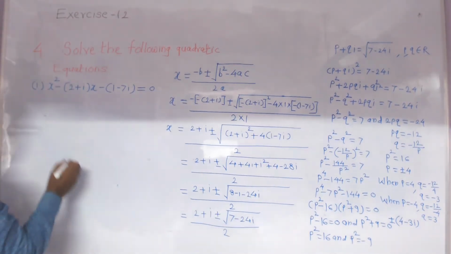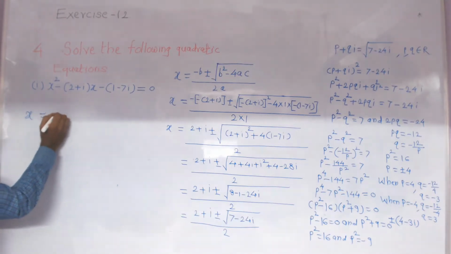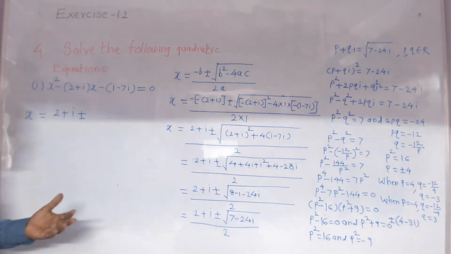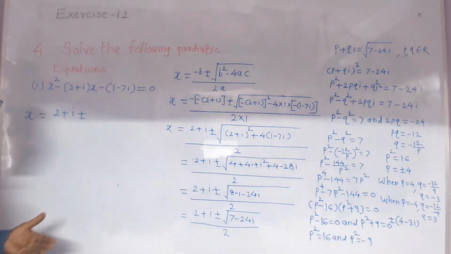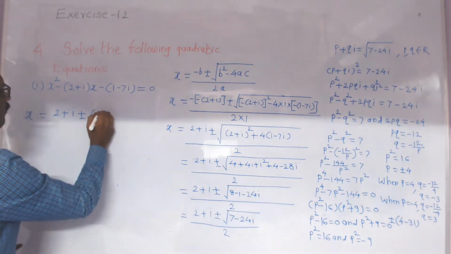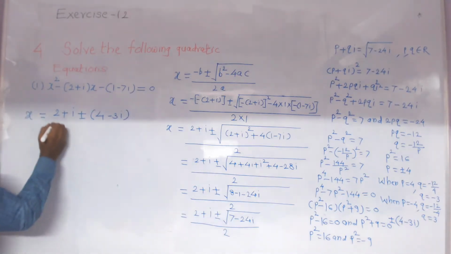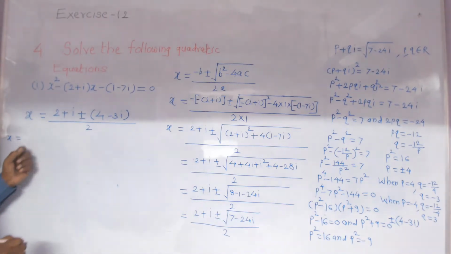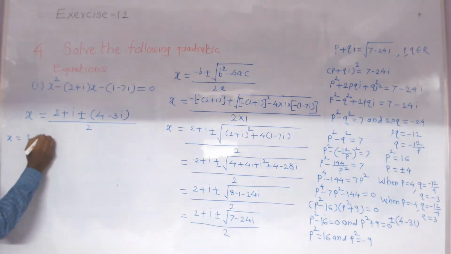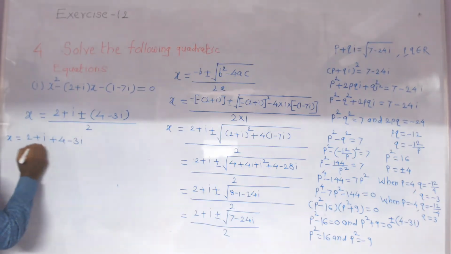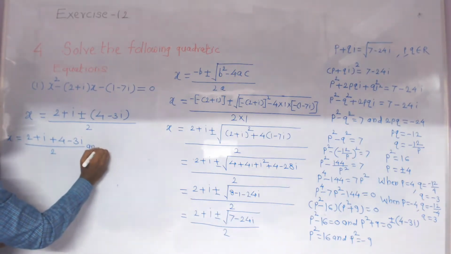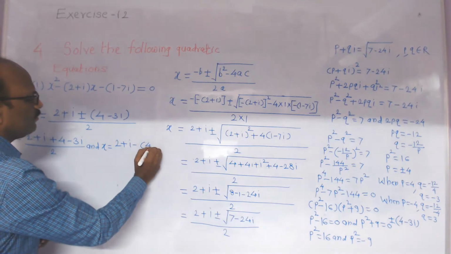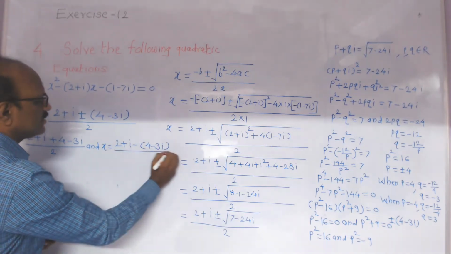Therefore, x is equal to (2 plus i) plus or minus (4 minus 3i), all divided by 2. There are two different roots. Once, x is equal to (2 plus i) plus (4 minus 3i), divided by 2, and the other, x is equal to (2 plus i) minus (4 minus 3i), divided by 2.